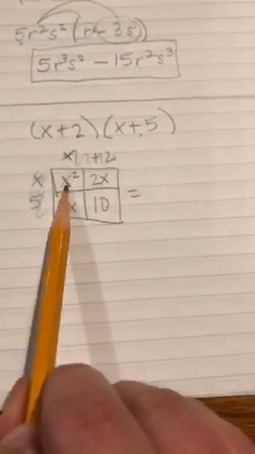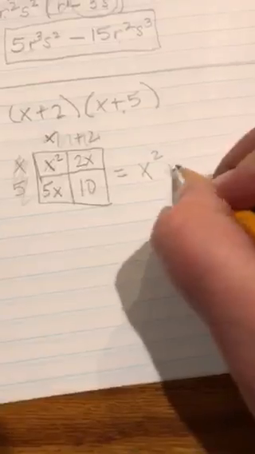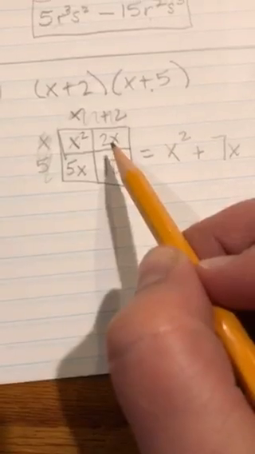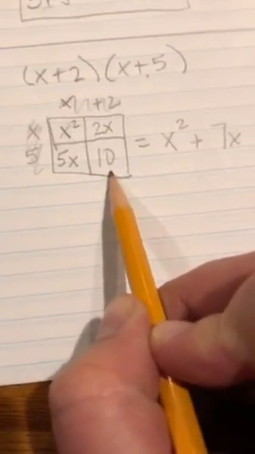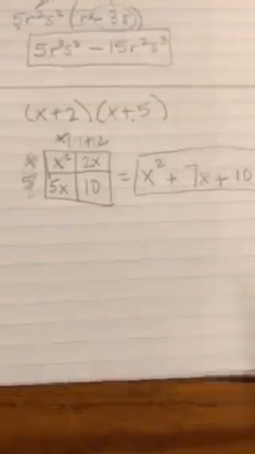Then we write it out, only what's in the box. We ignore what's on the outside. So I end up with my highest degree first, so I get x squared. Then I take 5x plus 2x, which gives me 7x. And remember, when you add, the exponents on your variable stay the same. And then I have left my lowest degree, so I put a plus 10. And this is my trinomial that is multiplied out from x plus 2 and x plus 5.